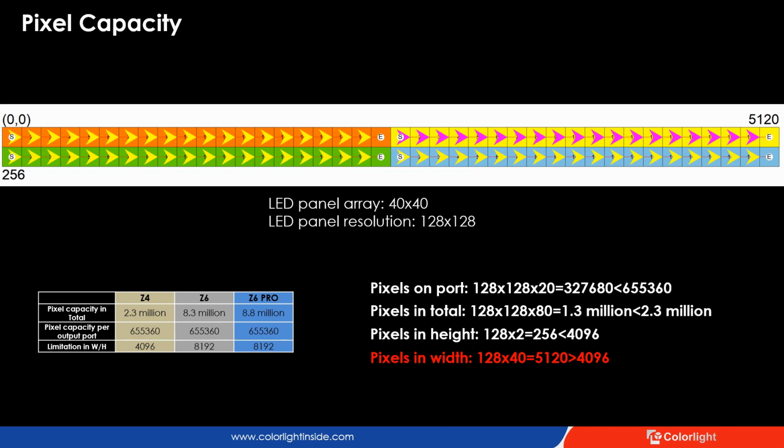So in this case, we need to use either at least 2 of Z6 or Z4s or larger capacity processor to drive this wall. I hope this example explains clearly the processor capacity limitation, and it will help you guys to decide the right processor to use when you design your project.